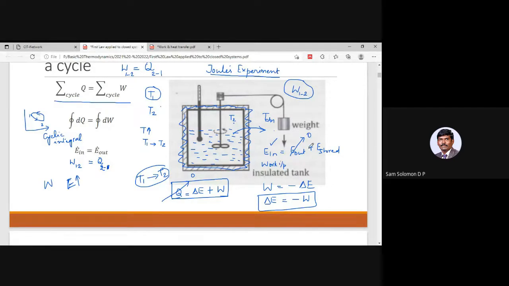But you can see that this energy is stored. You have raised the temperature of this particular fluid, which means you are raising the energy content of the fluid, which is stored inside the system. And when you remove the insulation, this stored energy is liberated to the surroundings in the form of heat rejection. So this is your simple energy balance.